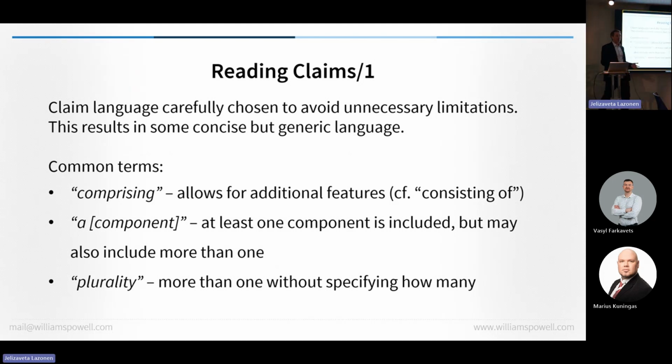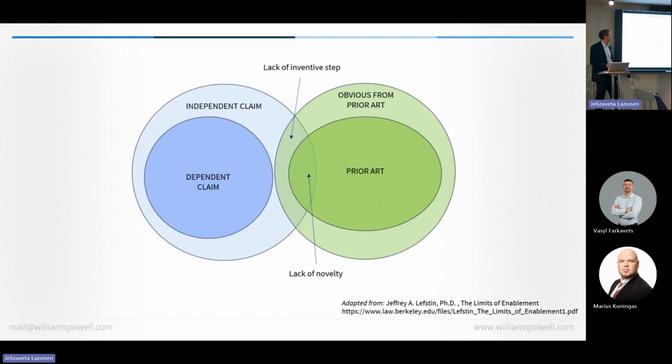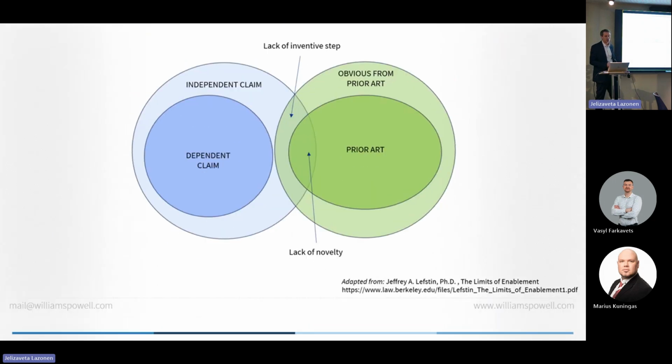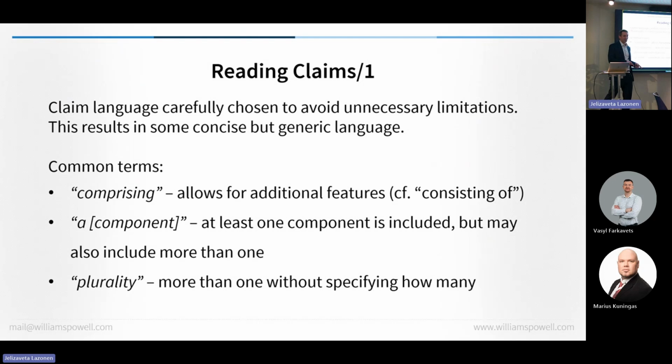So we do use the language of the claim to try and make that circle, that original lighter blue circle that we looked at, as big as possible. And this can be one of the challenges in reading it, because we then, as a result, end up with some quite broad claim language. We might not actually use words to describe a feature that one might normally use. We'll use something a little bit broader, a little bit more generic. There are some common terms as a result of this that we find.